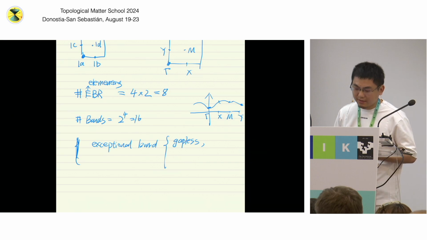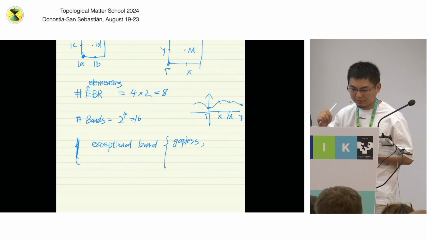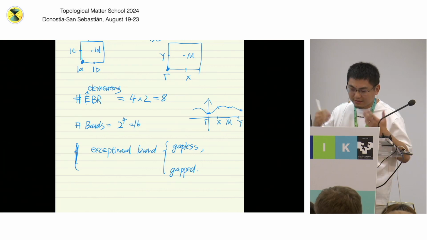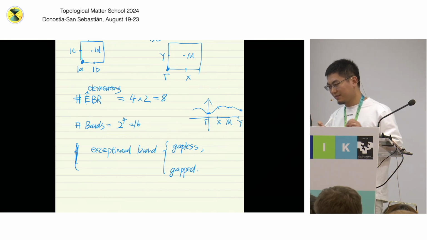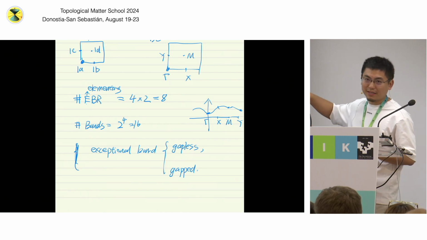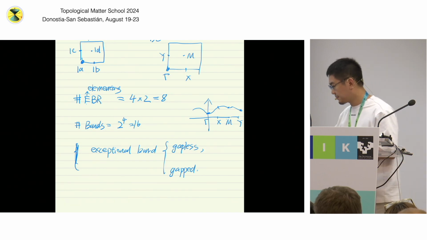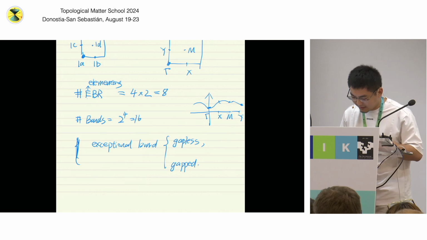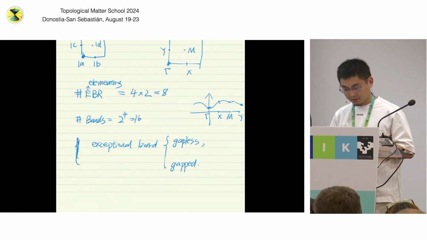So if it's gapless, then Zak might be correct in this setup, right? But it could also be gapped. If it is gapped, then Zak's observation is wrong. But it's very interesting that now we must have a new phase, right? A new phase that is not local orbitals in real space. So now let's analyze whether this exceptional band could be gapped or gapless.